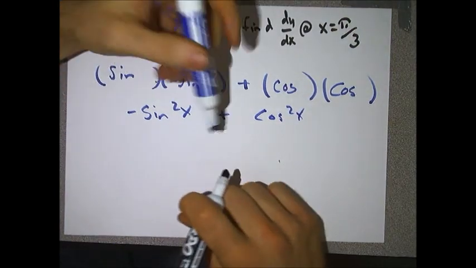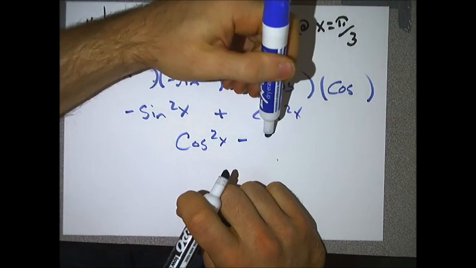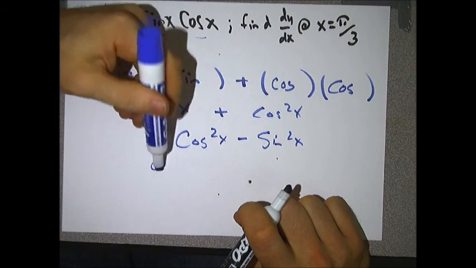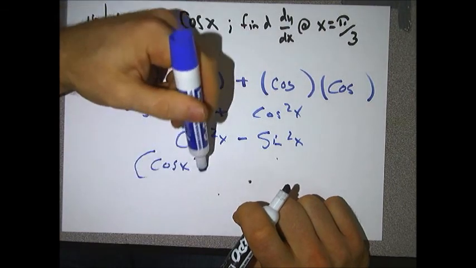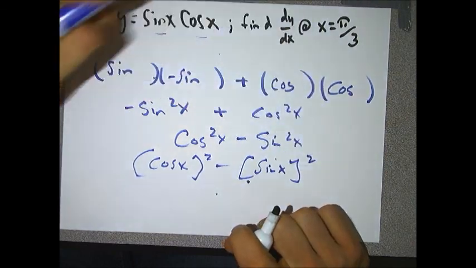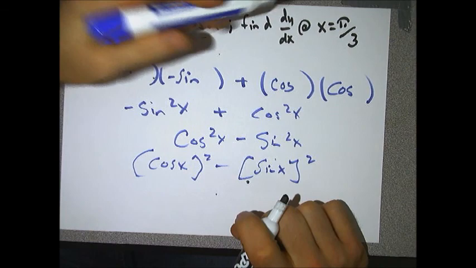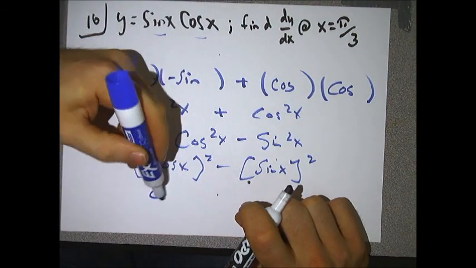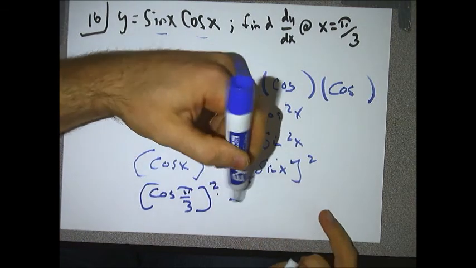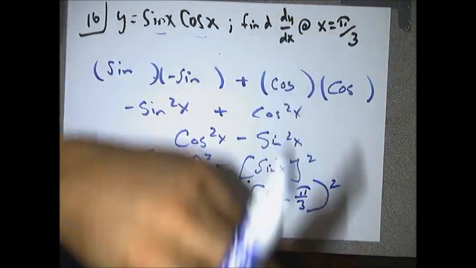I'm going to rewrite these just because I like my first term positive. So I'm going to say cosine squared x minus sine squared x. And keep in mind that this really means cosine of x quantity squared minus sine of x quantity squared. And what I'm plugging in for x in the derivative is pi over 3. So this is cosine of pi over 3, and I square it, minus sine pi over 3, and square that.